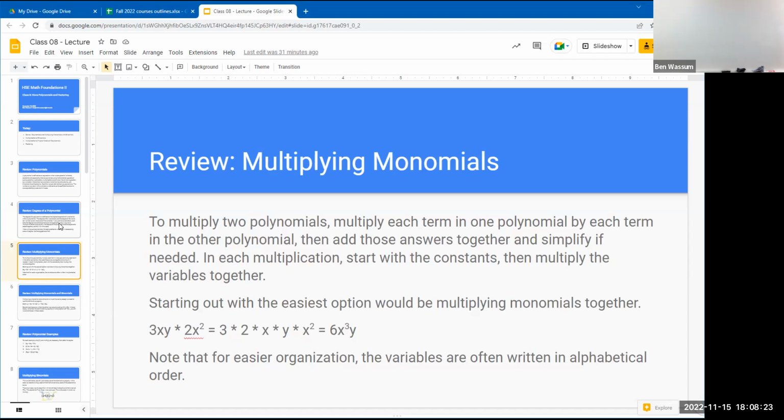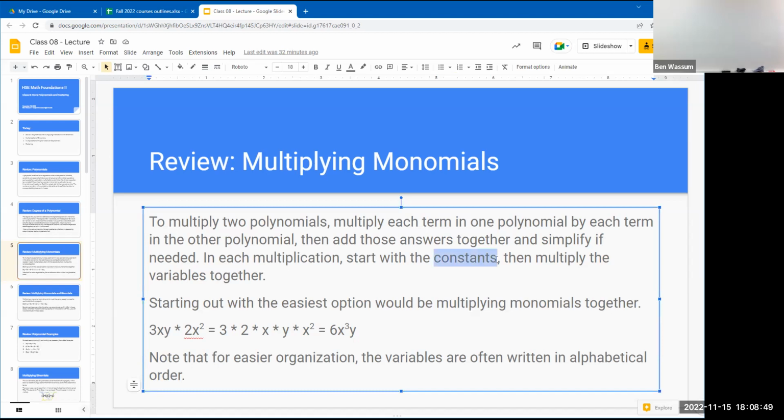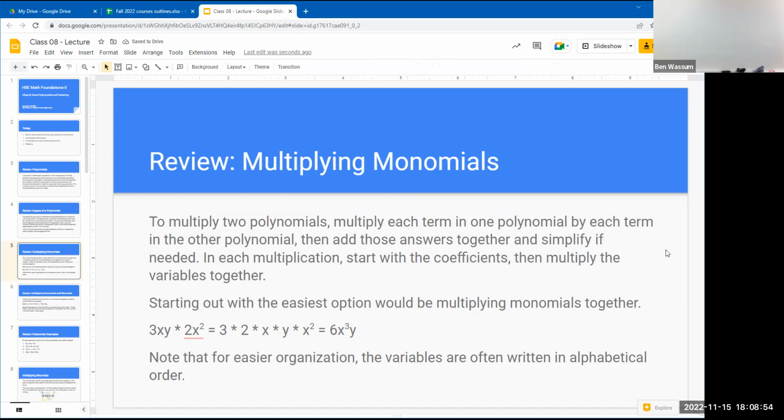So multiplying monomials, that one wasn't too bad. Remember, you multiply each term in one polynomial by each term in the other polynomial for any polynomial multiplication. With monomials, it's very easy because it's one term times one term. What I usually do is multiply the coefficients. I have the word constants there, that should be coefficients. So those are the numbers on the variables. I multiply those numbers together, then I multiply the variables together.